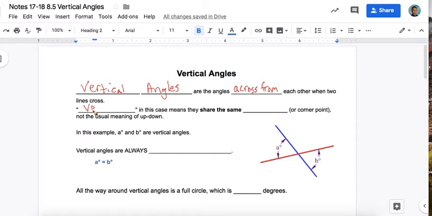So vertical in this case means they share the same vertex or corner point, not the usual meaning of up and down. In this example, A and B are vertical angles. So A equals B, so vertical angles are always congruent.